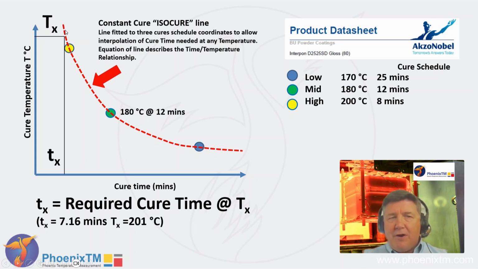So for the first time, we can now discover or calculate the required cure conditions at any temperature over the total profile that we're running. This information is critical to us calculating the total combined cure conditions for the powder or the paint that we are processing.